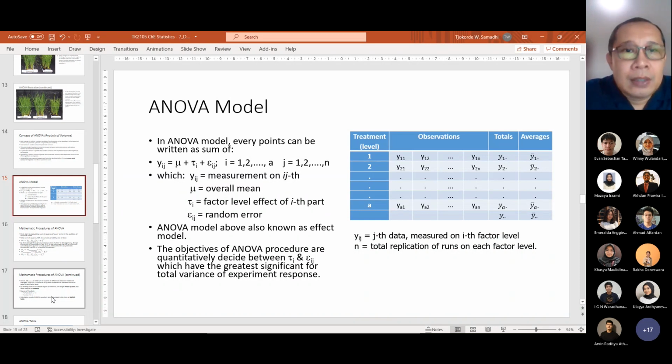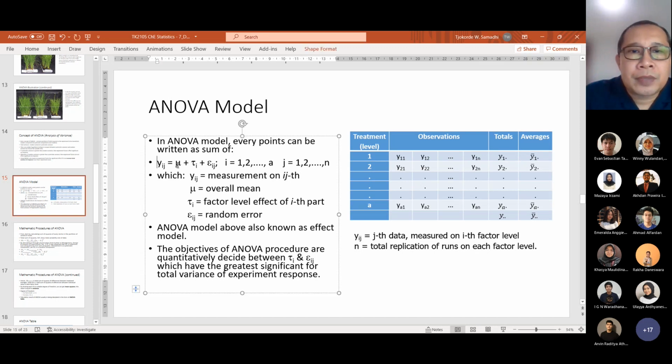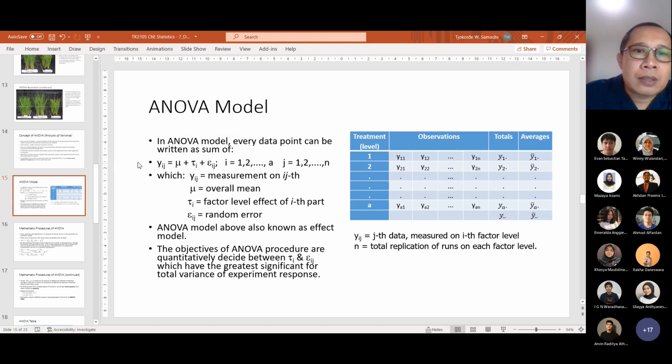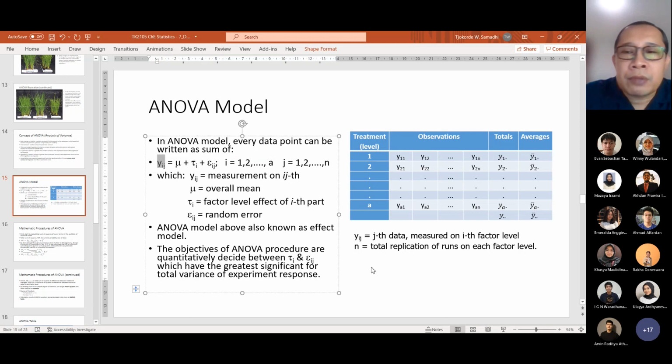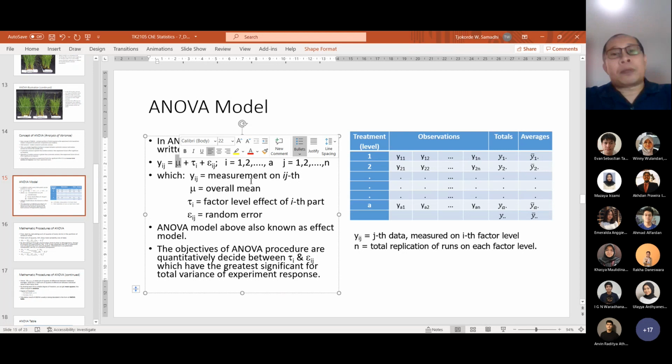All right. So we invoke the ANOVA model. We call this linear equation the ANOVA model, where every data point can be written as a summation of these terms. Y sub ij represents an individual measurement, the individual data, and then mu is the overall mean of all of your observations.